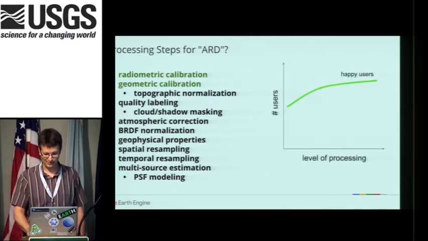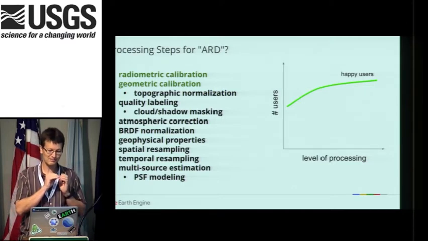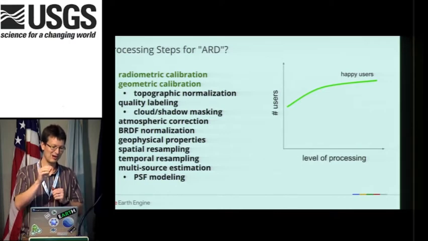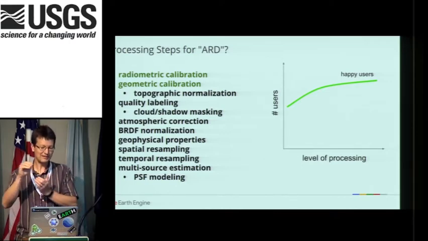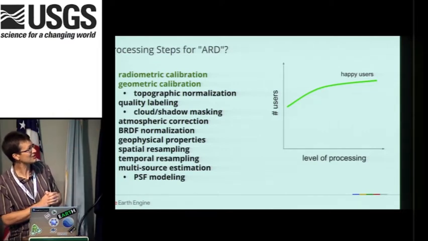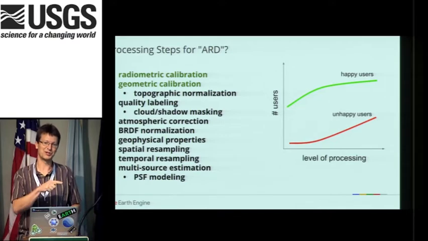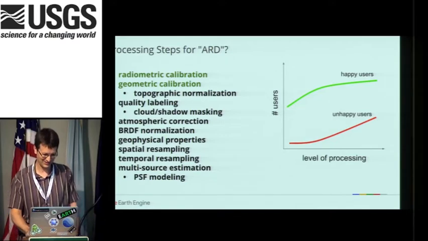This is just my graph of what happens as you go along the levels of processing. You're going to keep some users happy once you get through radiometric and geometric, and you gradually get a couple more happy users as you come up with an easy solution for the rest of these. But then you're also going to have a bunch of unhappy users that don't like the choices you made for all of those different steps.